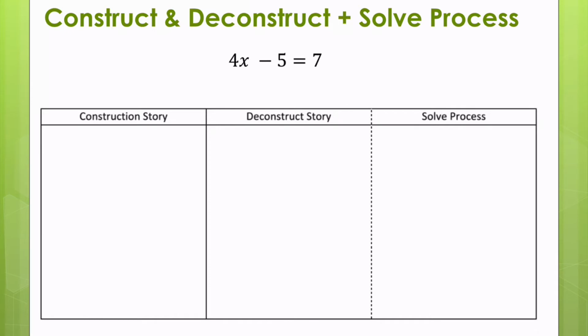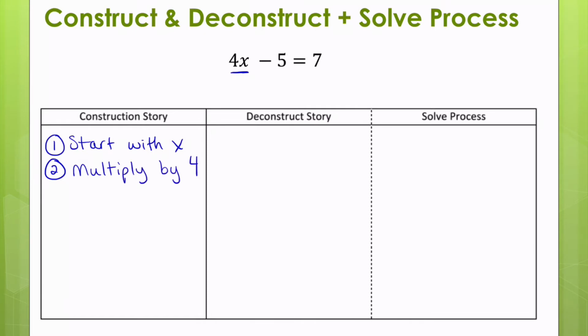So again, I know that x is first multiplied by 4, so we're going to start with x. Step 2 is we're going to multiply by 4. Step 3 is I'm going to subtract 5. Then my result is going to be 7.